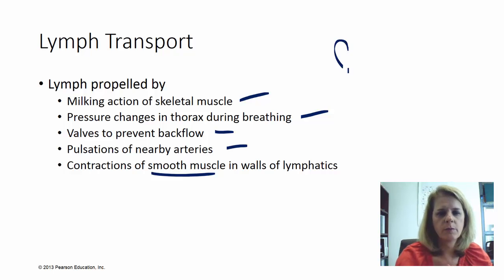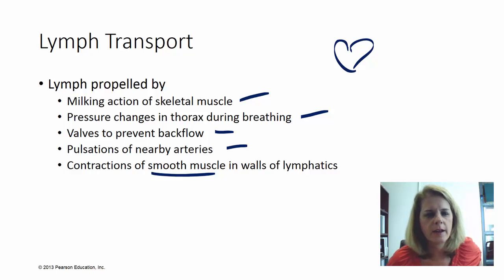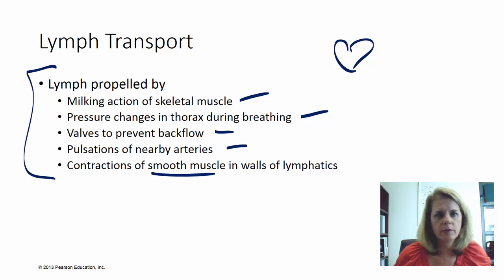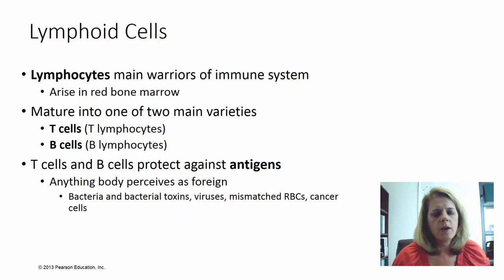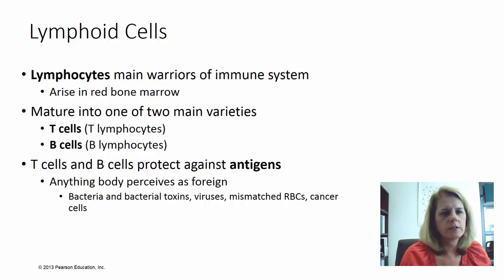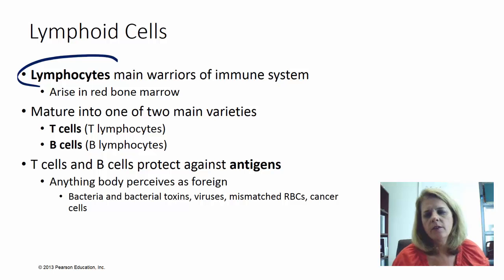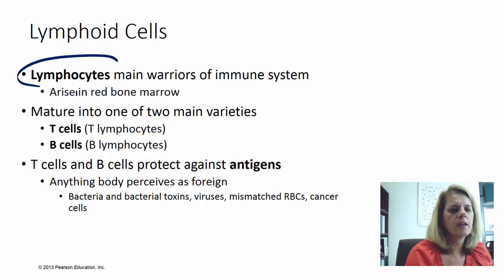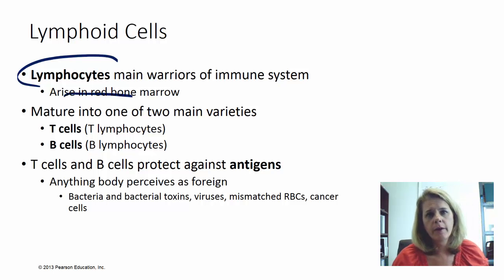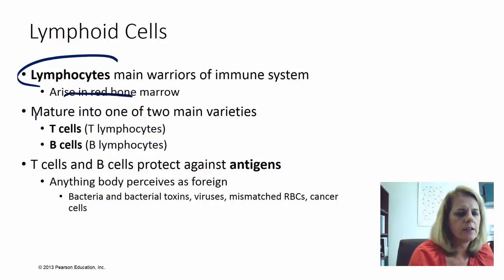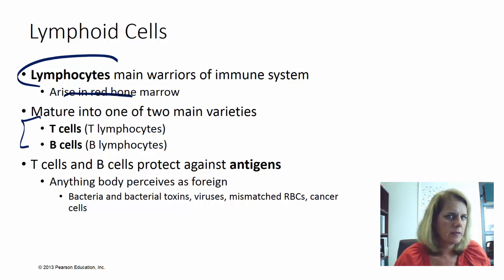Again, there's no heart, there's no pump to push it through, so it has to rely on these secondary methods of return. You have cells that are inside the lymphatics, and the main cells we're going to talk about are the lymphocytes, and they're the main, what I call the warriors of the immune system. When we cover the immune system, we'll find out more about that, but if you remember from blood cells, you had neutrophils, basophils, eosinophils, monocytes, and lymphocytes. So these lymphocytes, they're going to start out in the bone marrow, and then they differentiate into T cells and B cells, or T lymphocytes and B lymphocytes.